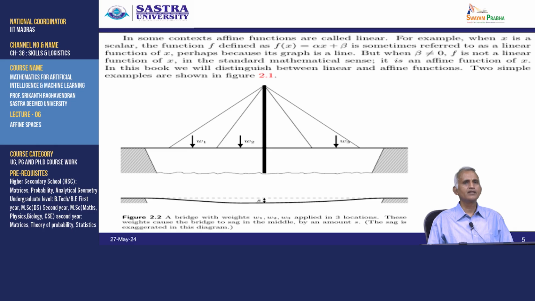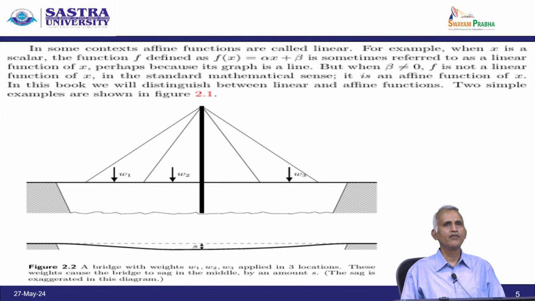But when beta is not equal to 0, it is not linear. If f of x equal to alpha x, then it is linear, and the line passes through the origin. So, f is not linear when beta is nonzero. In this talk, the standard mathematical sense of this idea is to be discussed, and we discuss the difference between linear and affine functions.